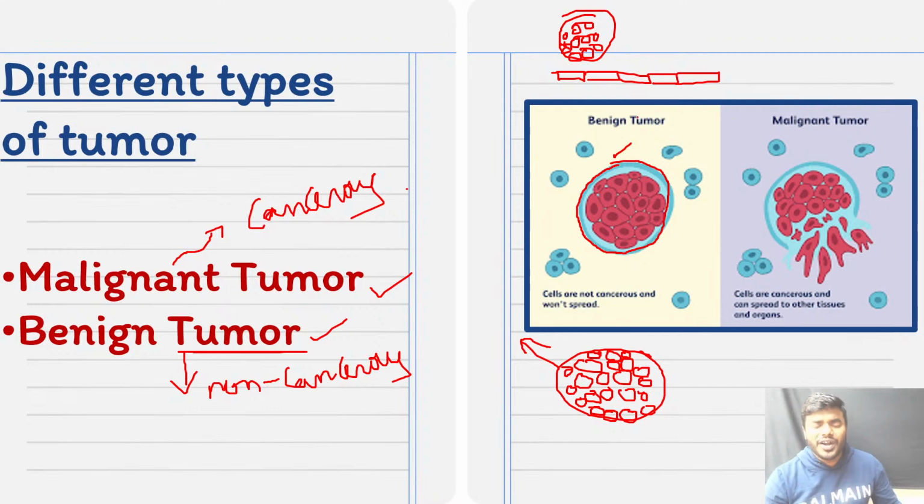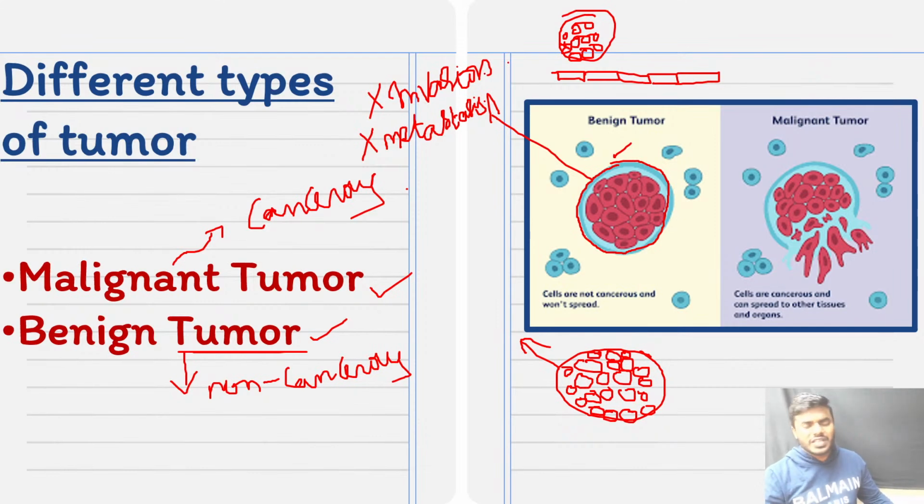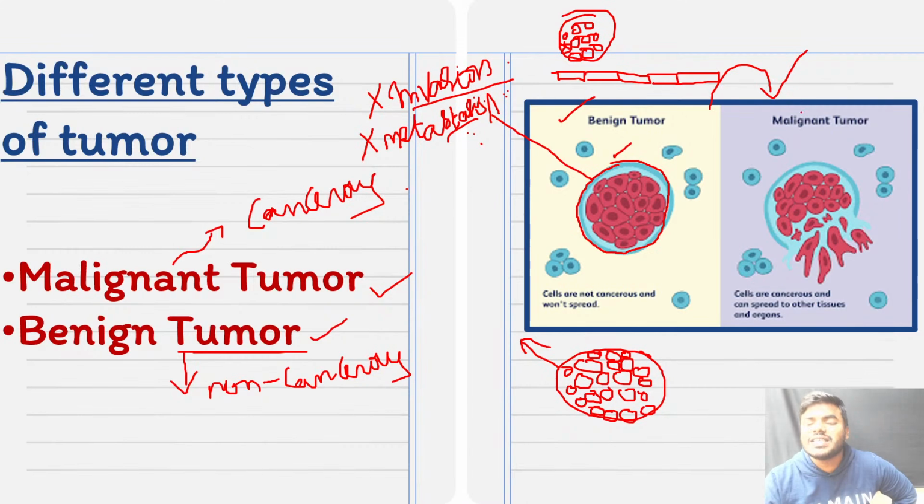Moreover, a benign tumor never shows the process of invasion. What do you mean by that? It never enters another area from one area. And most importantly, friends, they never show the process of metastasis. Kindly do not get confused with this point. They never show invasion, and they never show metastasis. This is the characteristic of benign tumor. And friends, just consider the opposite as the malignant tumor.